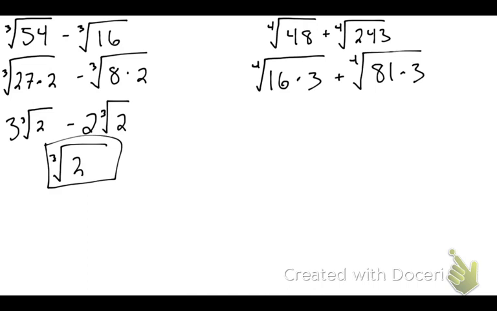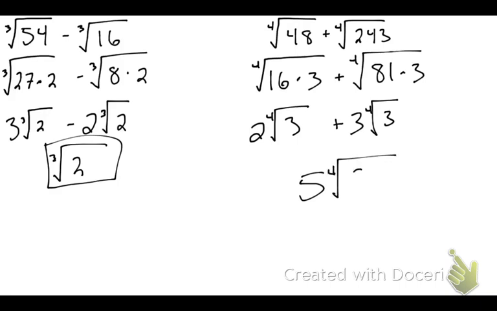The fourth root of 16 is 2, so this is 2 fourth roots of 3. The fourth root of 81 is 3, so this is 3 fourth roots of 3. And when we add these all together, we have 5 fourth roots of 3. So sometimes all you need to do is simplify first.